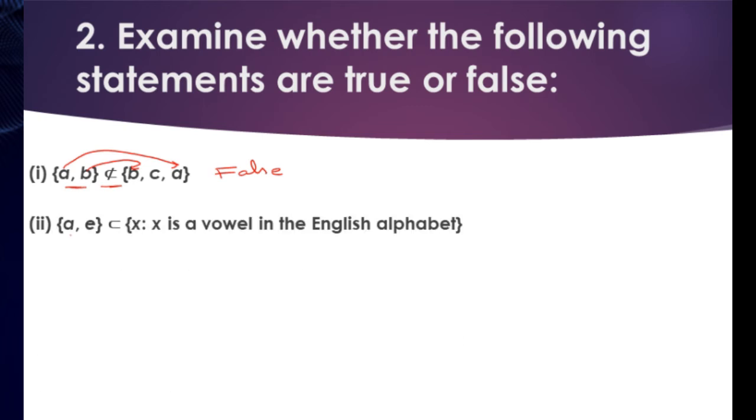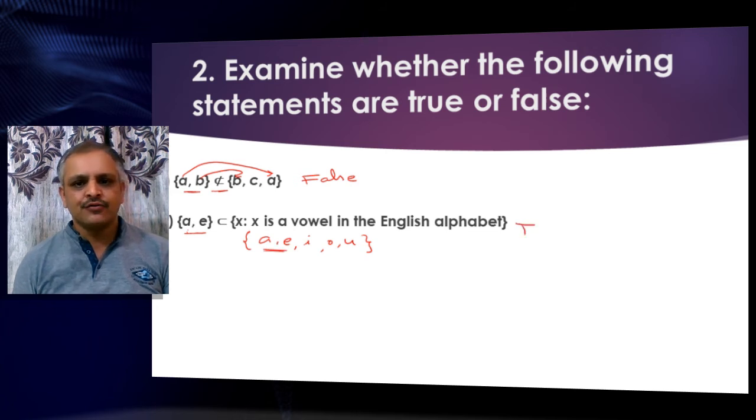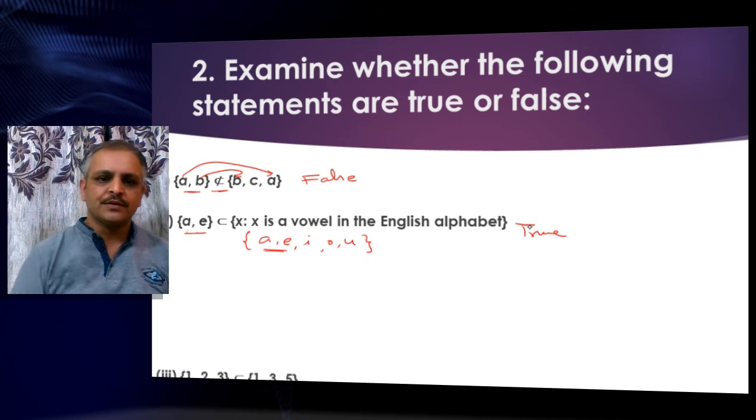A and E, and X is a vowel in the English alphabet. So what are the vowels in the English alphabet? A, E, I, O, U. So A, E: on the left hand side, A and E are available, and on the right hand side both the elements are available. Yes, it is a true statement.